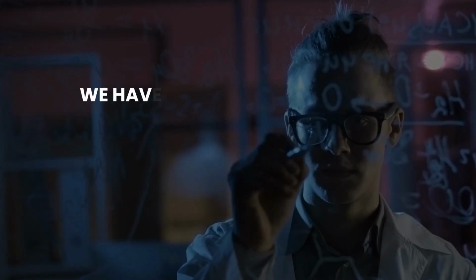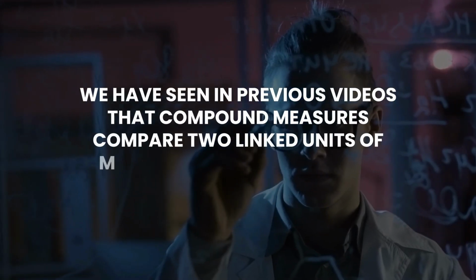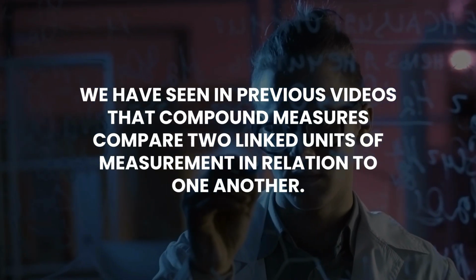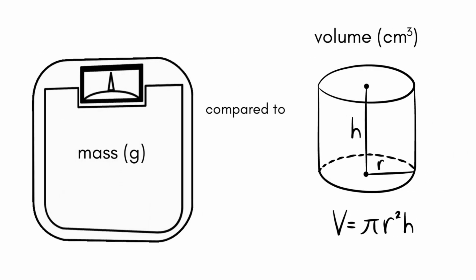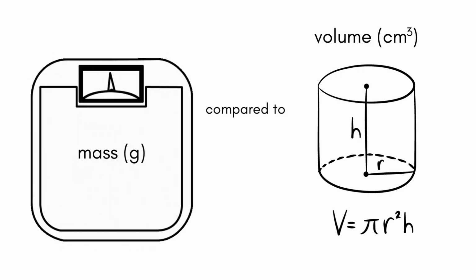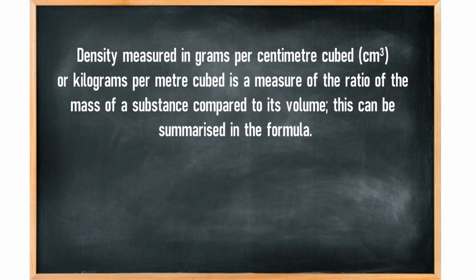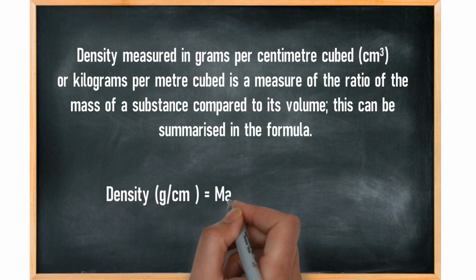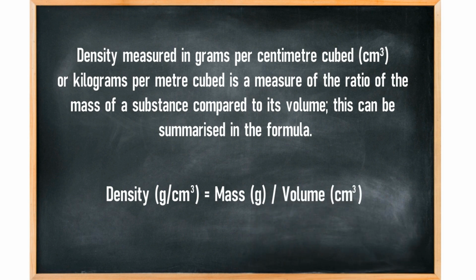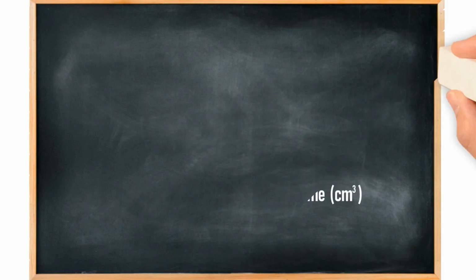We have seen in previous videos that compound measures compare two linked units of measurement in relation to one another. When we speak of the density of an object, we are comparing the mass of a substance in relation to its volume. Or said another way, density, measured in grams per centimeter cubed or kilograms per meter cubed, is a measure of the ratio of the mass of a substance compared to its volume. This can be summarized in the formula: density is equal to mass divided by volume. Therefore, to measure density, we need information about the mass of the substance as well as its volume.